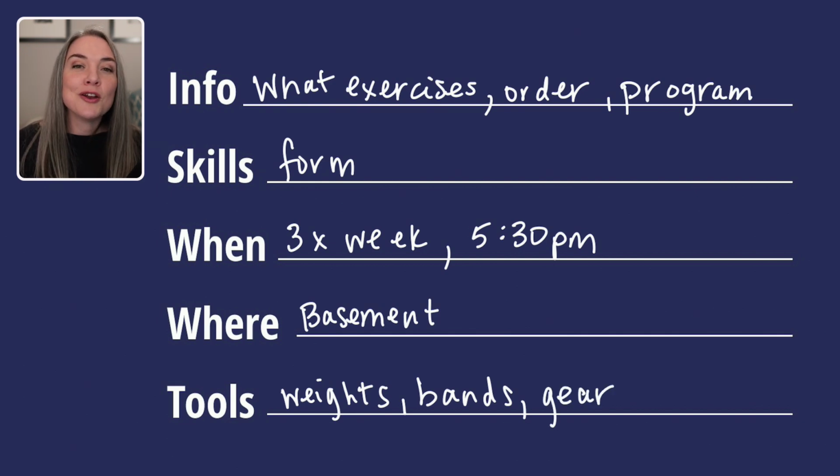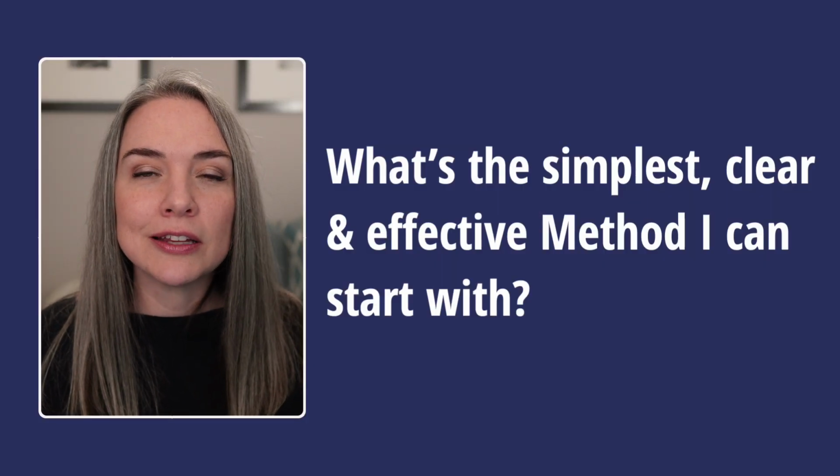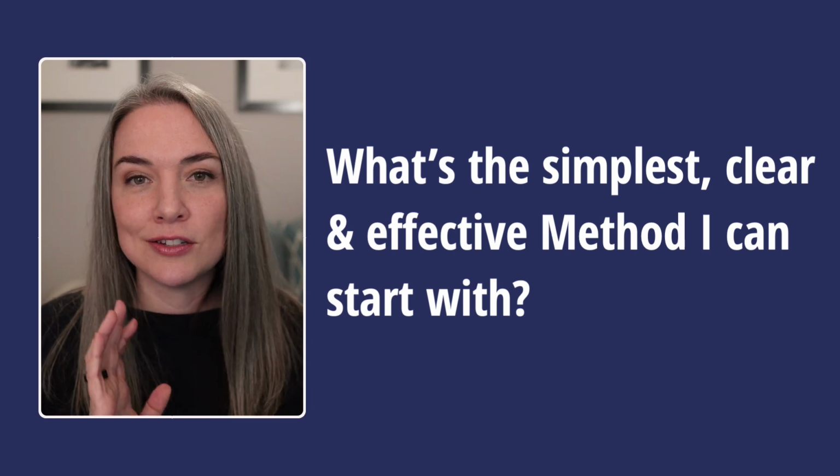So we have gone over, this is a really simple exercise, and also it does not have to be overly complicated to get started. But essentially what we're doing is starting with this concept of what information, what skills, and how would I implement it? And the more specific, the better, but it doesn't have to be overcomplicated. In actual fact, what we want to do is make sure that we're asking, what's the simplest, clear, and effective method I can start with?